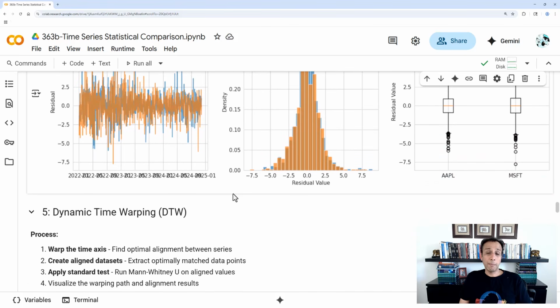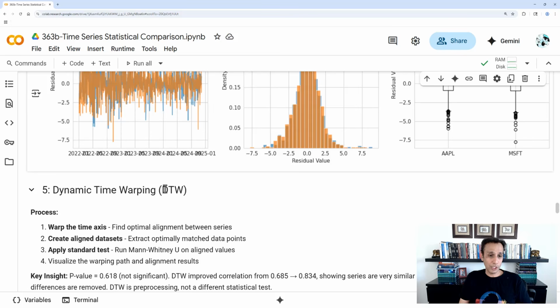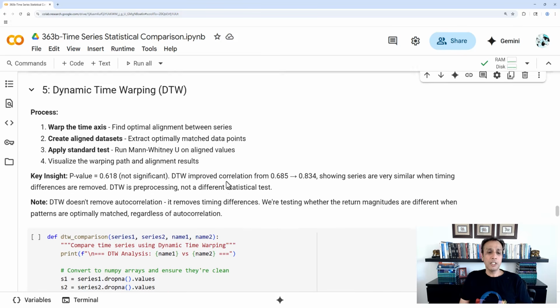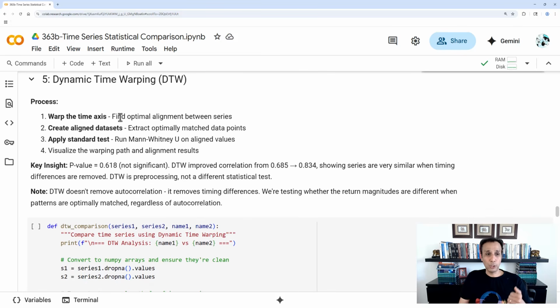Now let's go ahead and apply the next technique, which is dynamic time warping. Just to summarize again, what we're going to do is warp the time axis, meaning find the optimal alignment between these two series. Maybe there is a difference, maybe there isn't. In this case, I don't see a reason why the warping time should be any different, because if the market goes down for the tech industry that day, then I would assume both of these to go down, right? So maybe a day delay, if at all, but I don't expect much of a difference there.